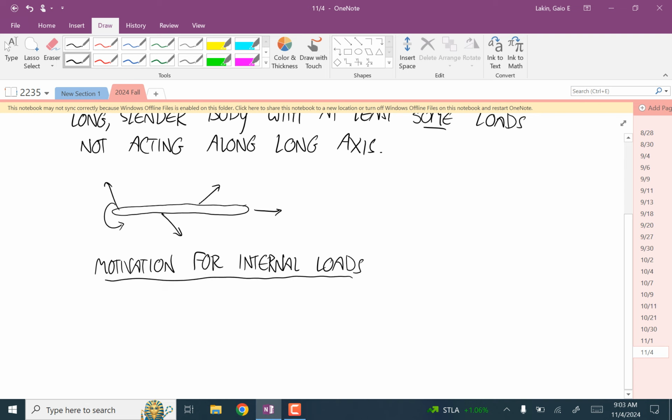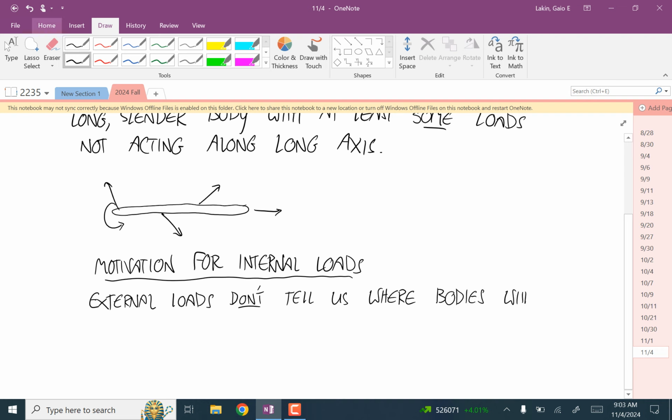Really, the answer to that is the external loads don't tell us where bodies will break. And when I say break, that can mean a few things depending on what you're looking for. It can be where the deformation gets too big, or it can be where the thing actually separates.